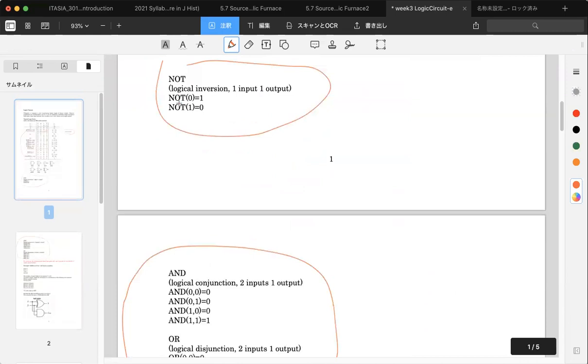So here we don't have X1, X2. We just attach the different numbers, I mean, a 0 or 1 in them, because 0 and 1 suggest different truth values. So not 0 is obviously 1, and not 1 is 0. So that's the expression for this not function, the negation function.